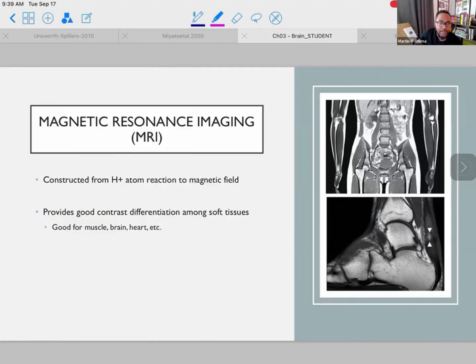The next one would be magnetic resonance imaging, or MRI. The construction of an MRI machine looks at hydrogen atoms and their reaction to the magnetic field. That gives good contrast, a differentiation between soft tissues. So that's good for looking at muscles, the brain, the heart, etc.